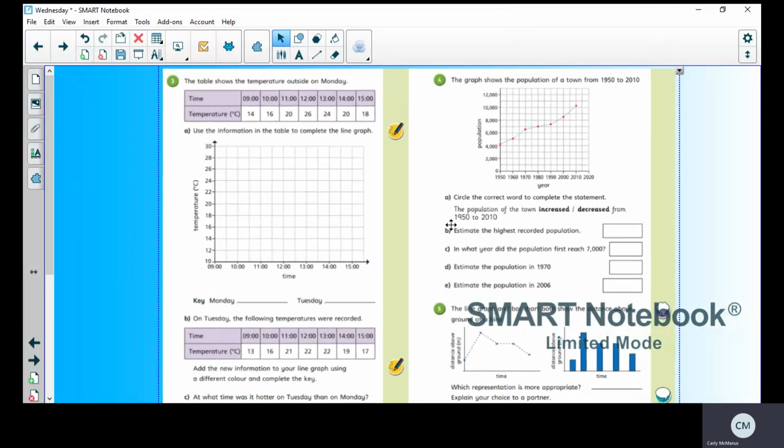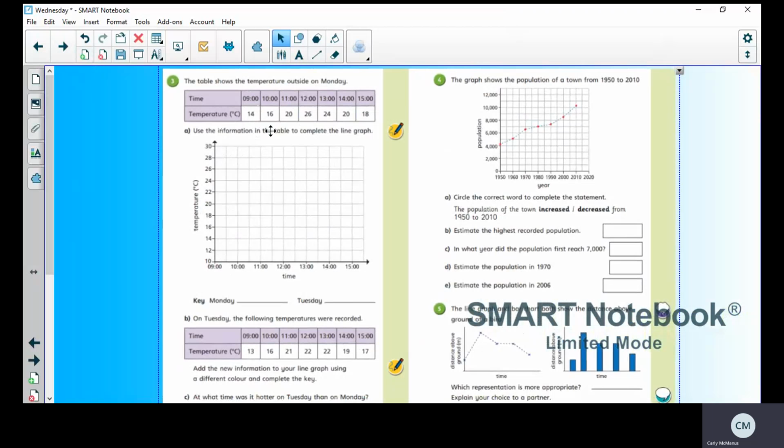You have got a table here. It shows the temperature outside on a Monday. So it's got the hours and the temperature. And then it says use information in the table to complete the line graph. So I would like you to draw this out exactly how it is here and plot the points. So at 9 a.m., which is here, it was 14 degrees. So you'd find 14 degrees and put a little X where 14 degrees is.